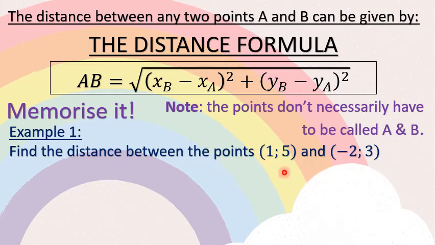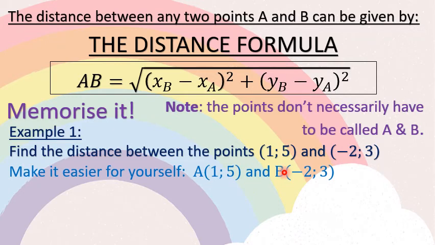So if you are not given labels, you can make it easier for yourself. You go and pop an A in front of the one coordinate and a B in front of the other coordinate, and if you like, go and label the 1 of the coordinate A as the X value at A. The 5 of coordinate A will be the Y value at A. Link them up so that you can see exactly what you need to substitute into the relevant spaces of this formula.